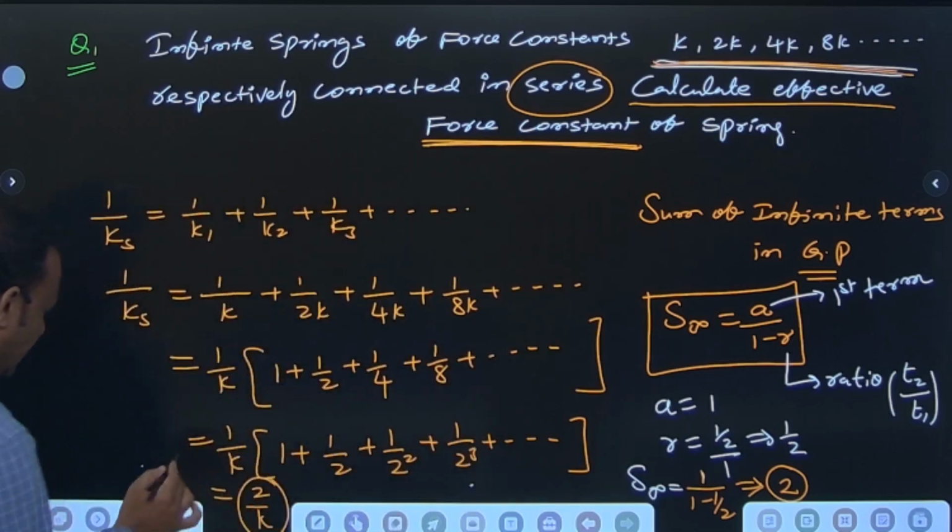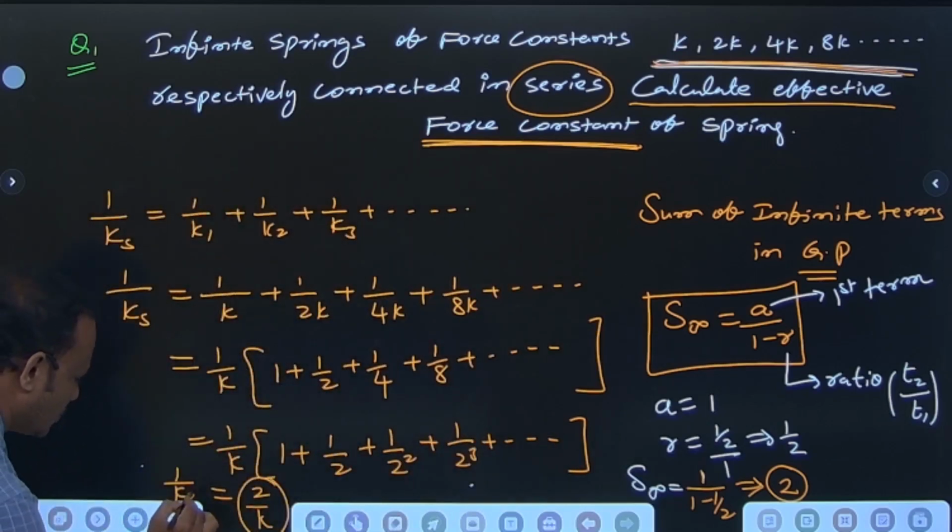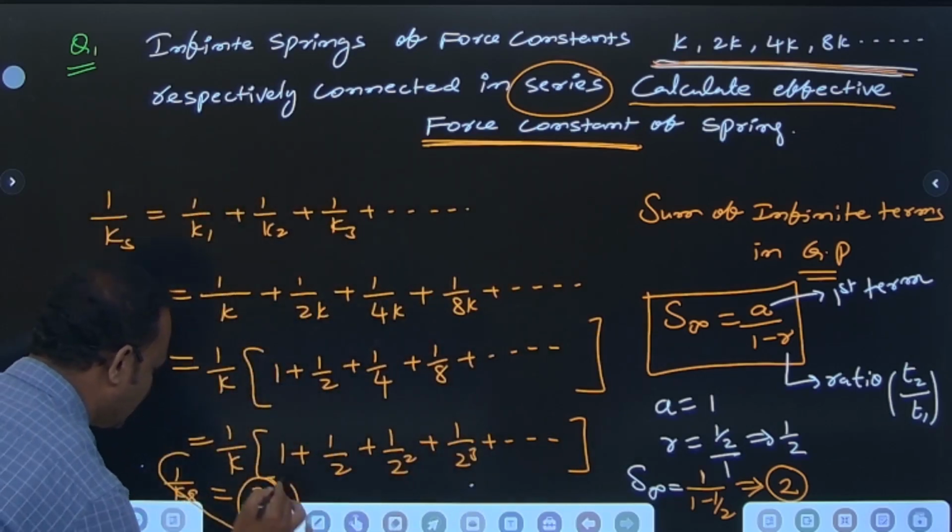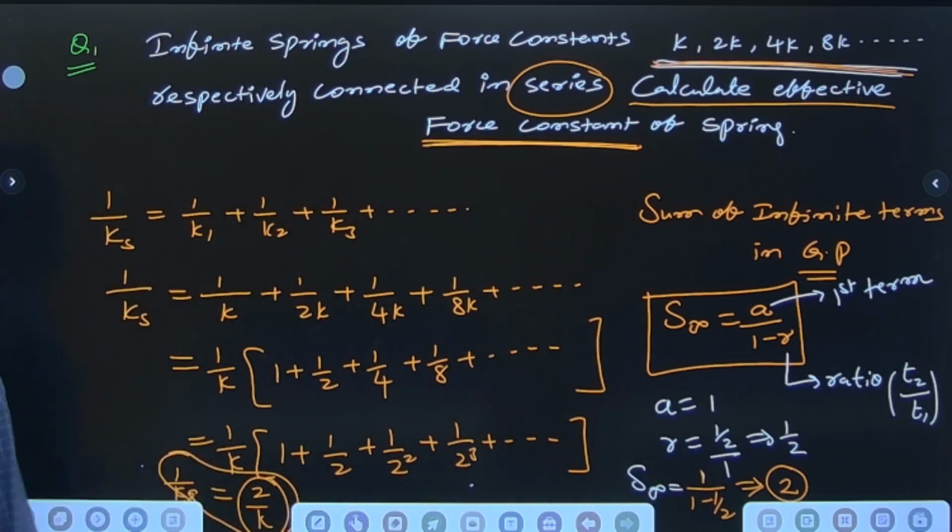This is 1 by Ks. While doing this one, most of us will get confused. This is the reciprocal form. 1 by Ks is equal to 1 by K1 plus 1 by K2 plus so on. So 1 by K equivalent, 1 by K effective is equal to 2 by K.